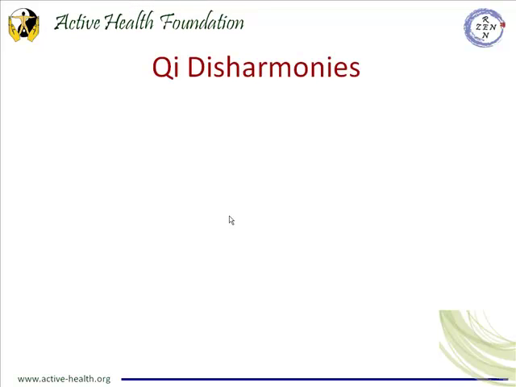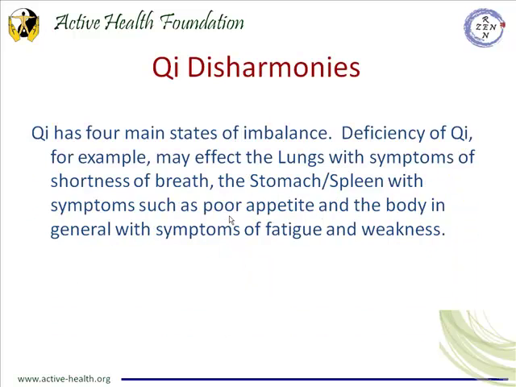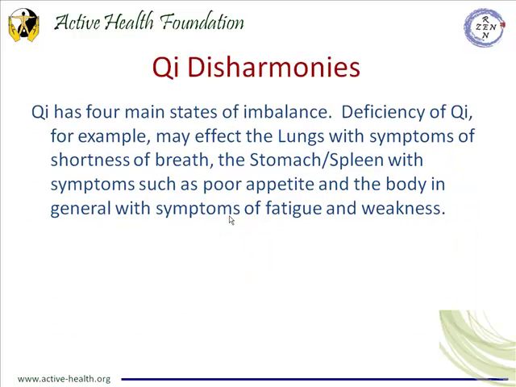Let's take a look at some of the disharmonies. There are 4 main disharmonies of Qi, or imbalances of Qi. There's the deficiency of Qi, for example, and this may affect the lungs with symptoms of shortness of breath. The stomach and spleen Qi deficiency may be poor appetite.